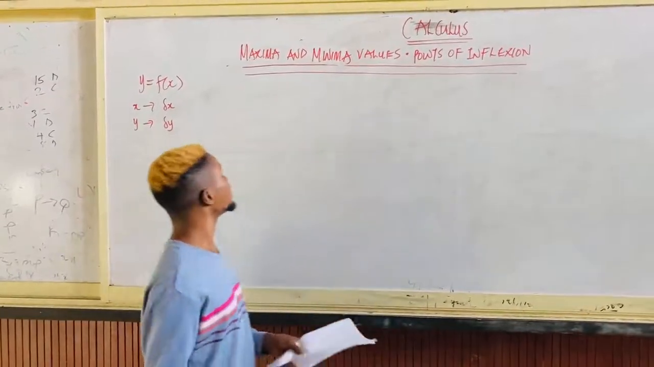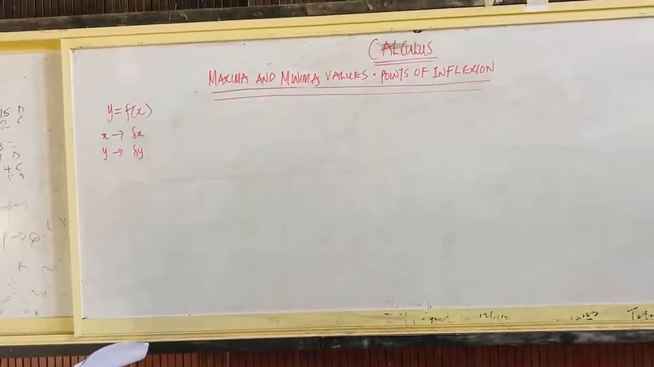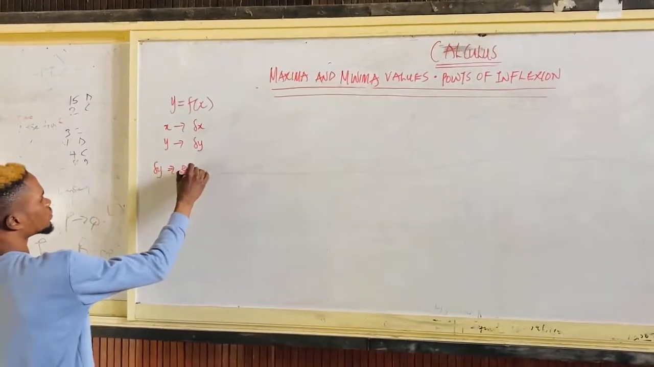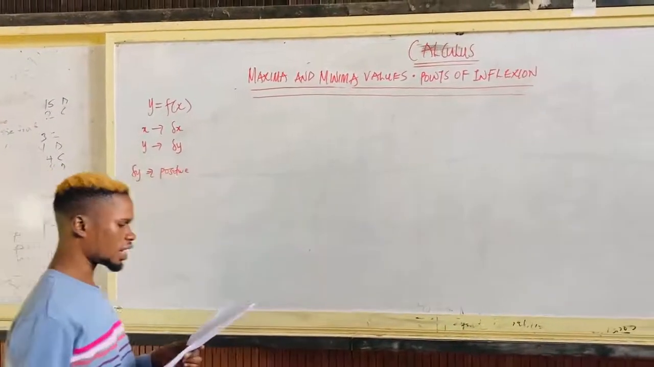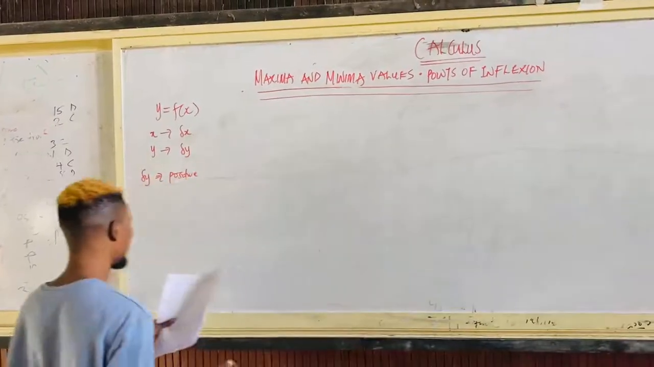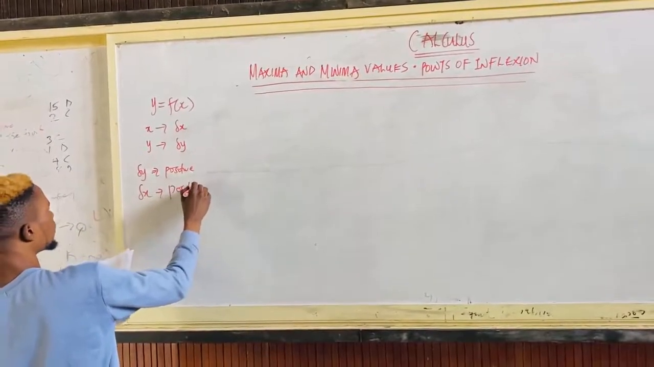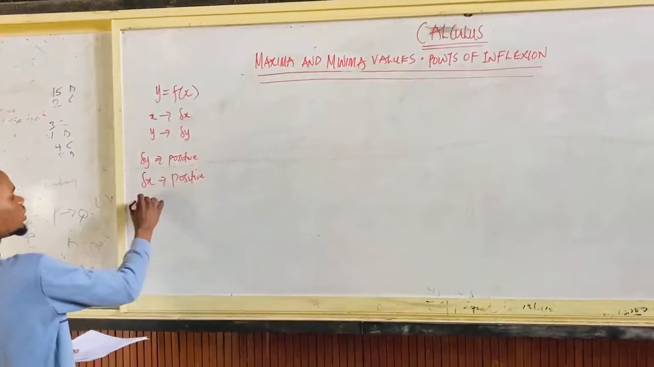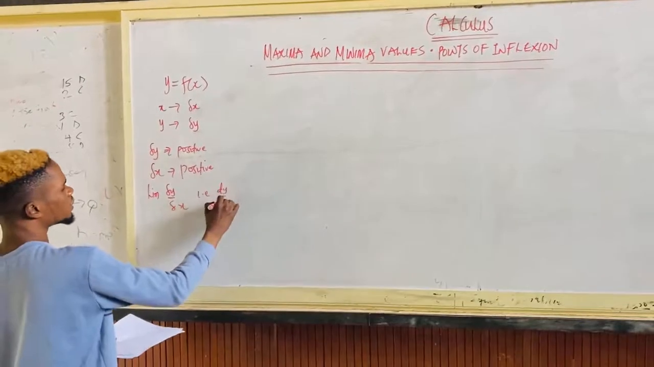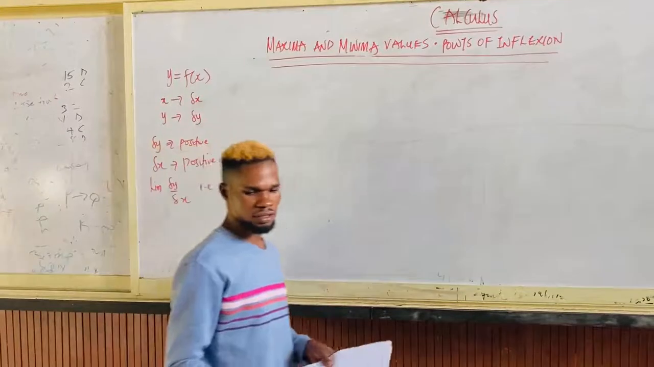Now, if y is increased, that implies that our del y must be what? Positive. If y is increased, our del y must be positive and del x is also positive. If y is increased, del x is what? Positive. So the limit of the rate of change, that's del y over del x, that is my dy dx, must be positive if y is increased.